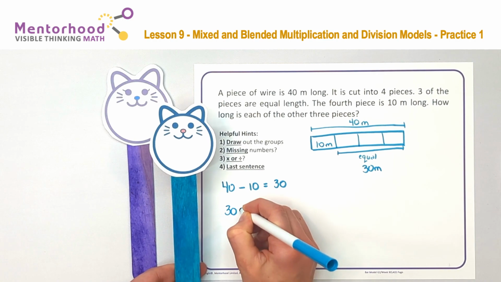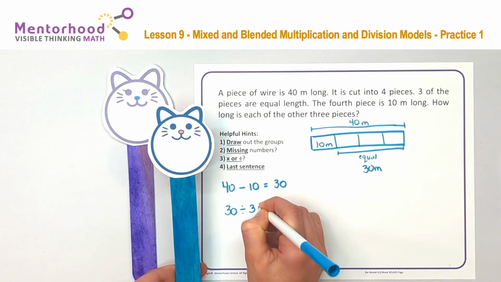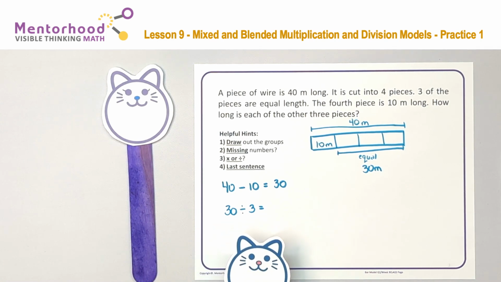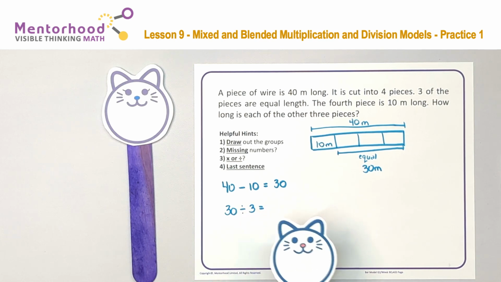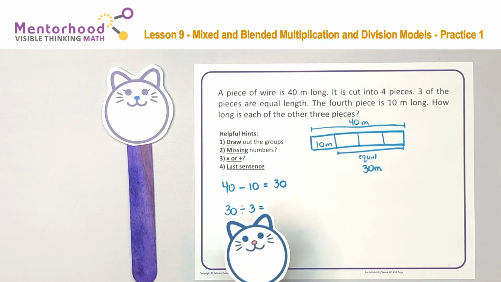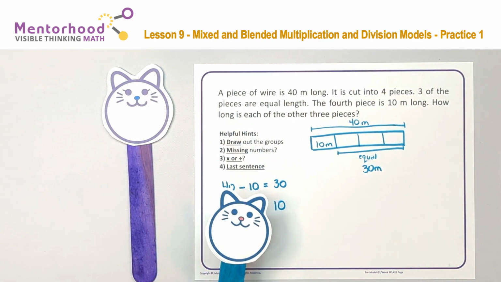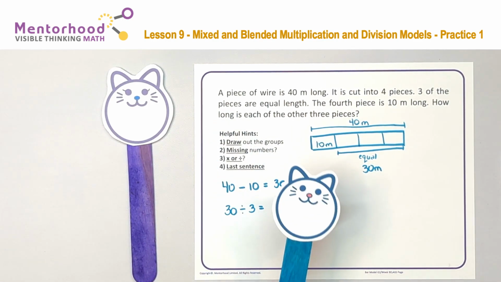30 divided by 3 equals. This is another easy one to do in your head. Okay, I'll give you to the count of 3. 1, 2, 3. The answer is 10. So let's put 10 in each of these boxes.